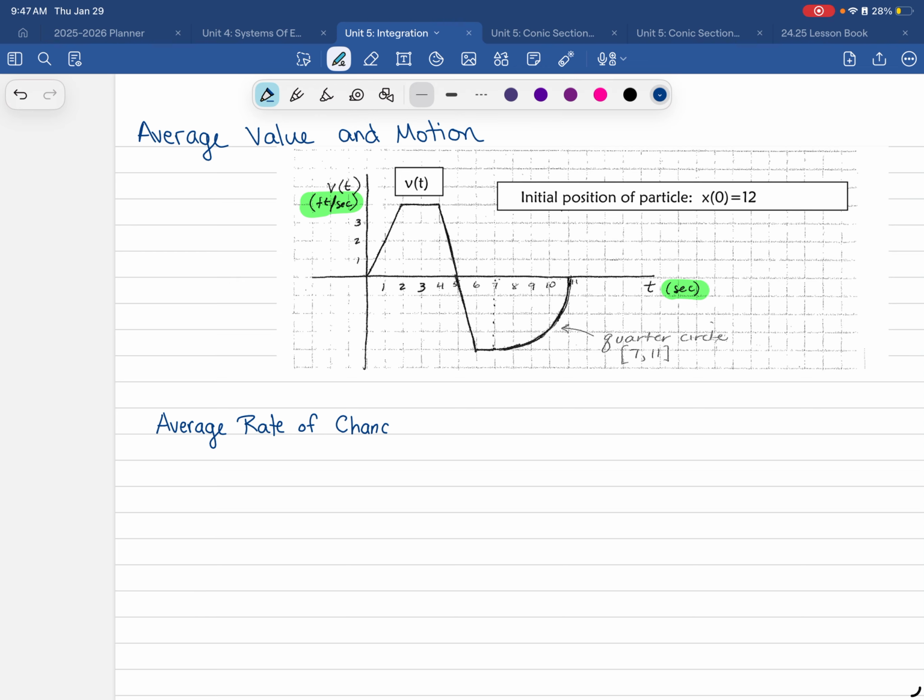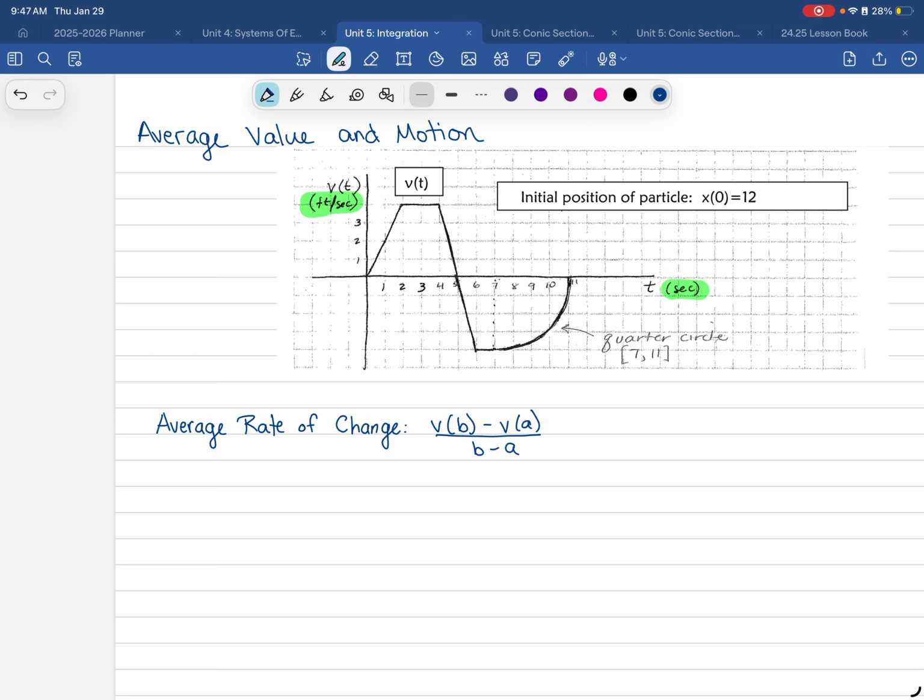And remember that we built our understanding of instantaneous rate of change as the limit as h goes to 0 of the average rate of change. And so if we're looking at an average rate of change for this diagram, notice this is a function of velocity. So we would have v of b subtract v of a all over b subtract a.